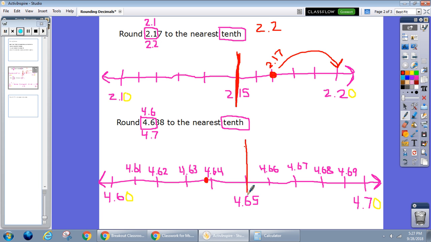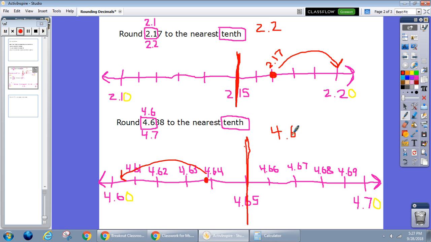So I'm going to draw my midway line. I'm going to draw it extra big. If I had a highlighter and this were a piece of paper, I would probably use a highlighter just so it catches my eye. Because as you've seen, we all make mistakes, and you really need to be paying attention so you catch your mistakes. So if this is my midway point and this is where my number is, am I closer to 4 and 6 tenths or am I closer to 4 and 7 tenths? I'm closer to 4 and 6 tenths. So my answer would be 4 and 6 tenths.